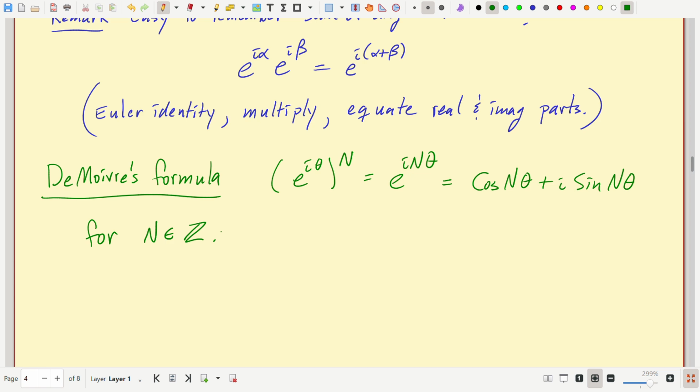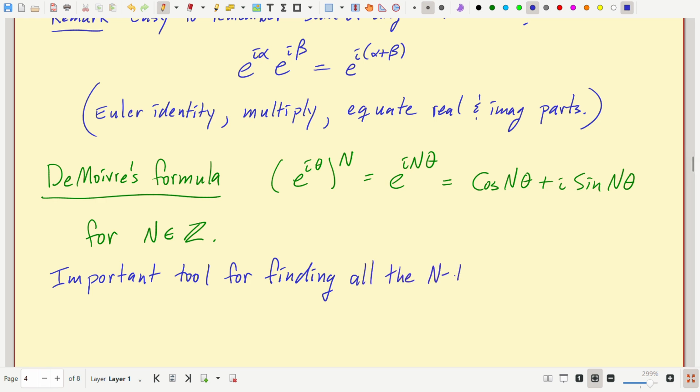And this was an important tool for computing the nth root of complex numbers, which I won't be doing today, but for finding all the nth roots. There's n of them, of course, of a complex number.